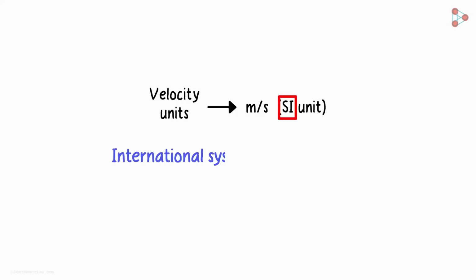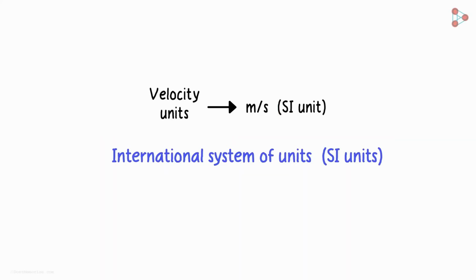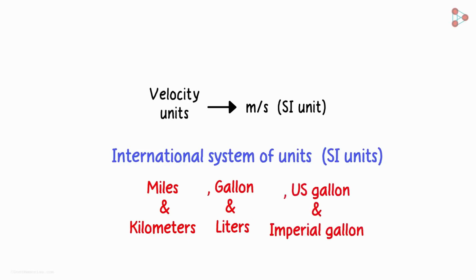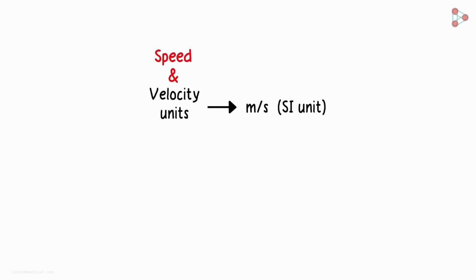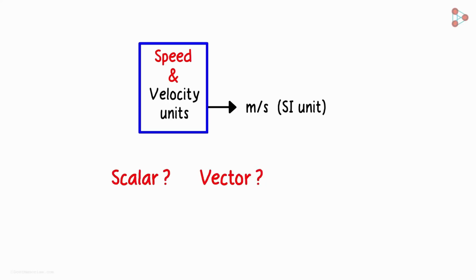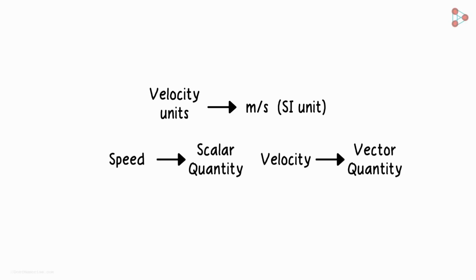And SI stands for International System of Units. This helps everyone in the world adhere to one common style of measurement. Imagine the confusion created with different measures like miles and kilometers, gallons and liters, US gallons and imperial gallons, etc. Incidentally, speed and velocity are both measured in meters per second. But do you remember which one is a scalar quantity and which one is a vector quantity? Yes, speed is a scalar quantity and the velocity is a vector quantity as the direction is also specified.